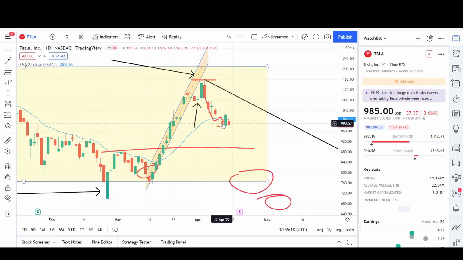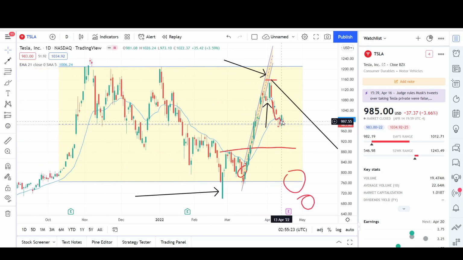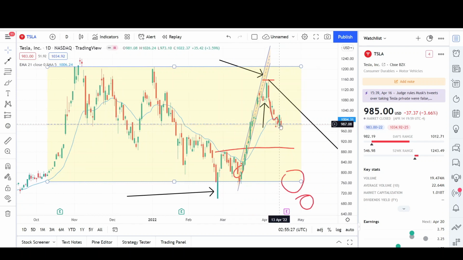So we're seeing some congestion at the middle of the range. So there's indecision in the market. Buyers don't know what to do right here, and sellers don't know what to do, because this is a point on the chart where we can go either direction.